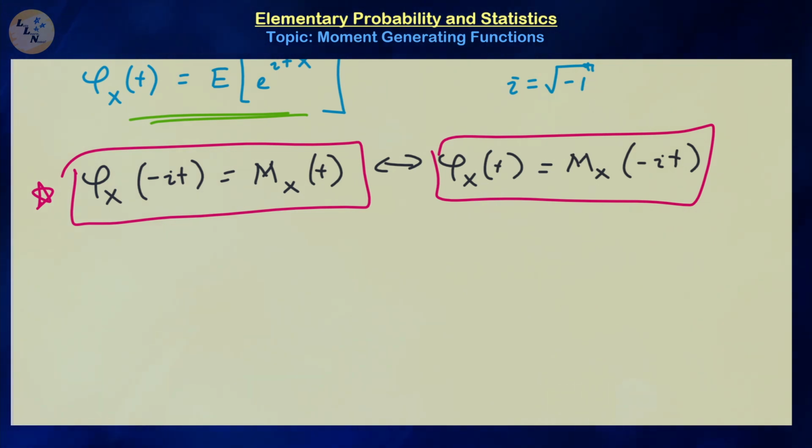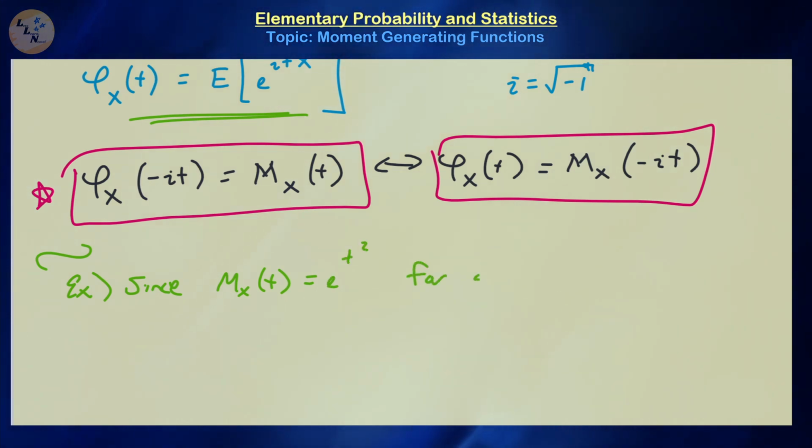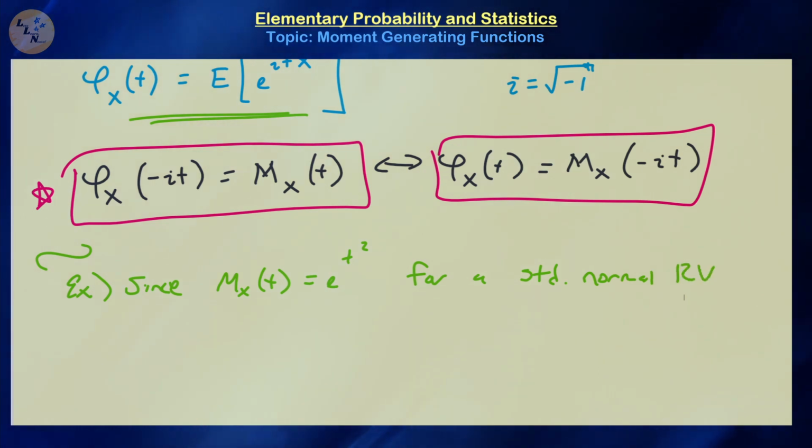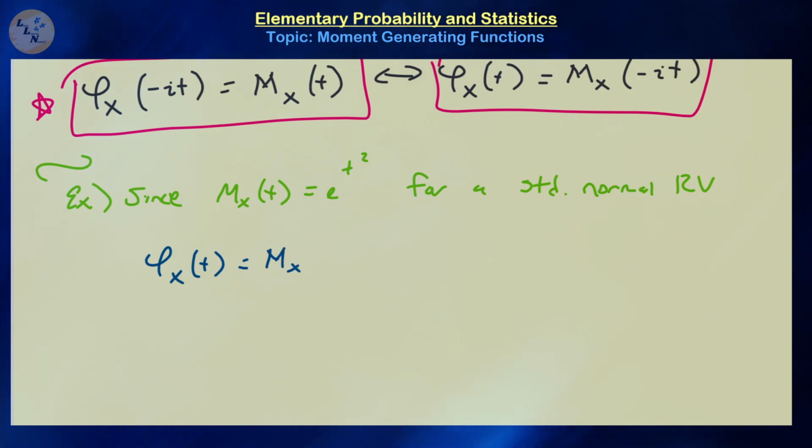So let's do a very basic example of how to create the characteristic function for a random variable. For example, let's consider the moment generating function for a standard normal random variable. M_X of t is going to be equal to e to the t squared over 2 for a standard normal RV. So what would be the characteristic function of a standard normal random variable? That's going to be equal to, we're just going to be evaluating the moment generating function at it.